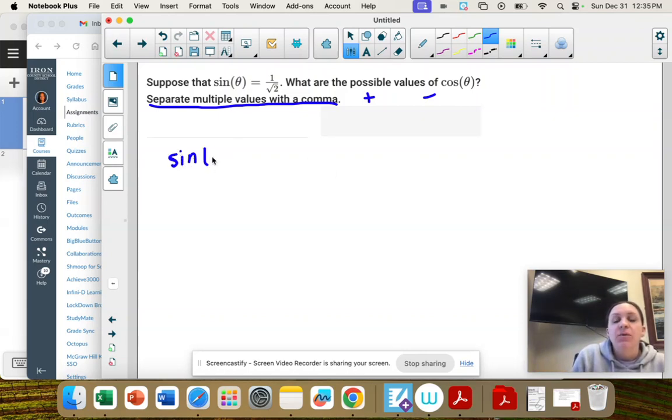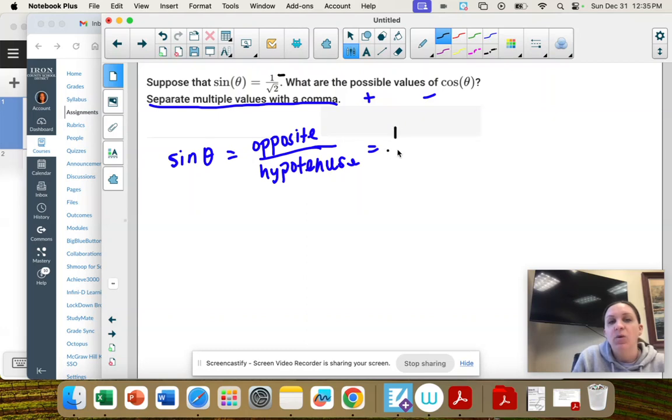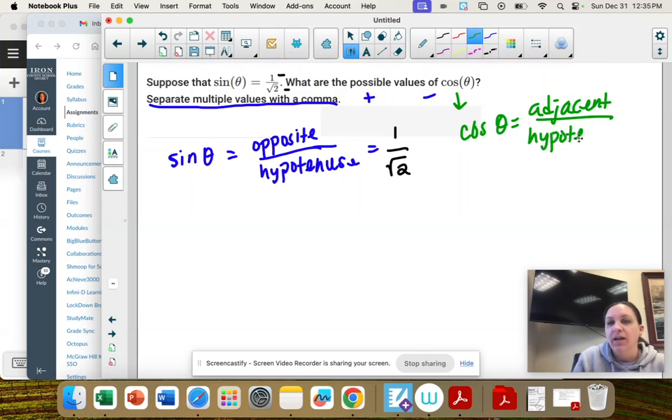So sine is what we're given, and sine is opposite over hypotenuse. So we are told here that the opposite side is 1 and the hypotenuse is the square root of 2. We want to find cosine, which is adjacent over hypotenuse. And the hypotenuse we know, it's the square root of 2. So we just need to solve for the adjacent side. And we're going to do that using the Pythagorean theorem.